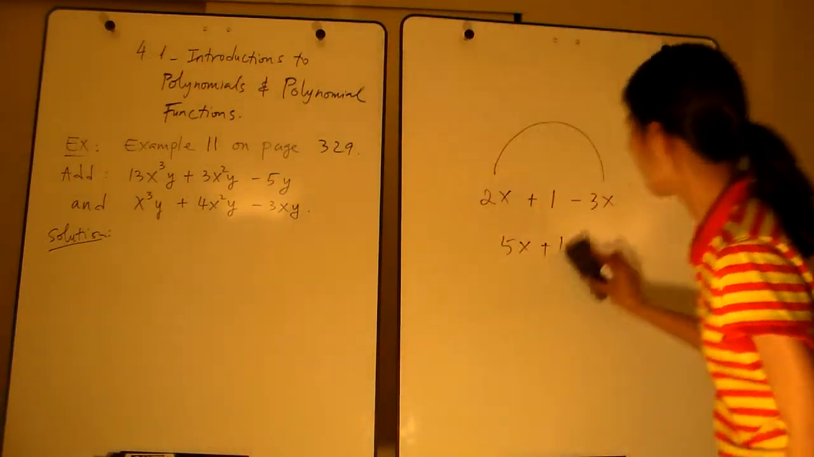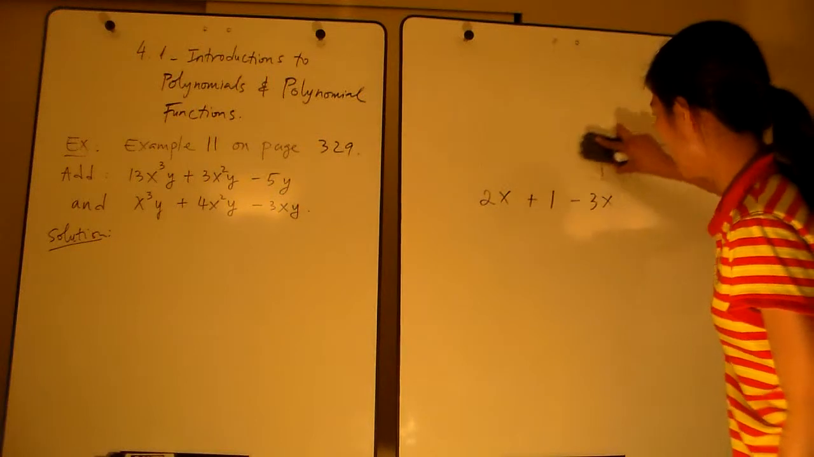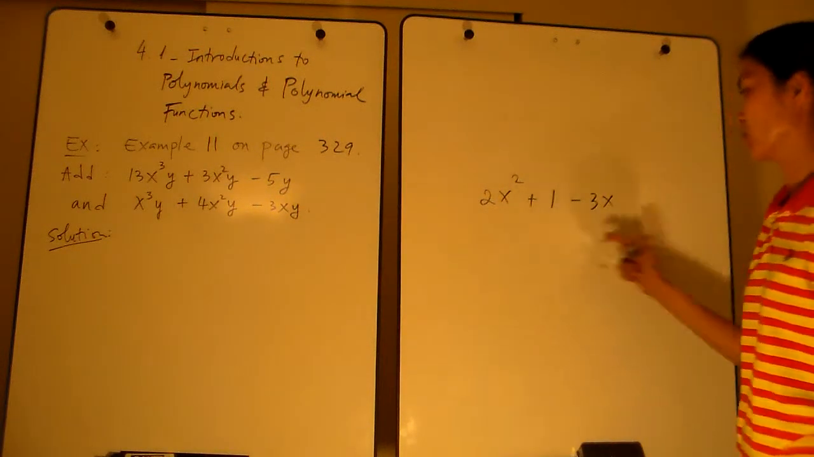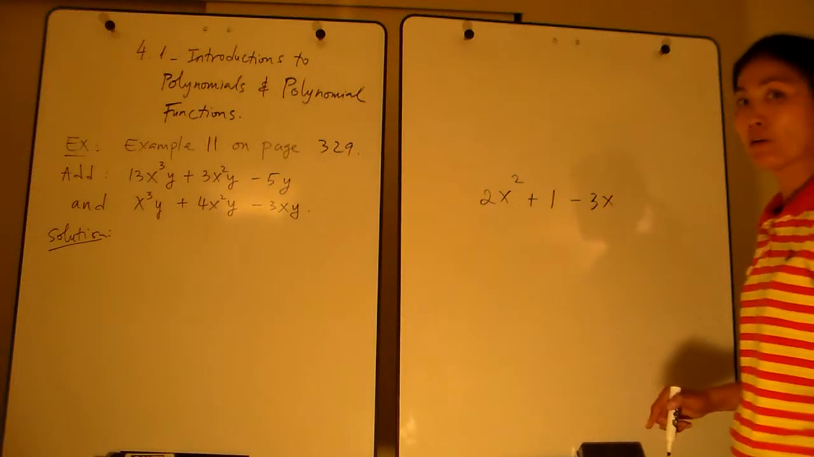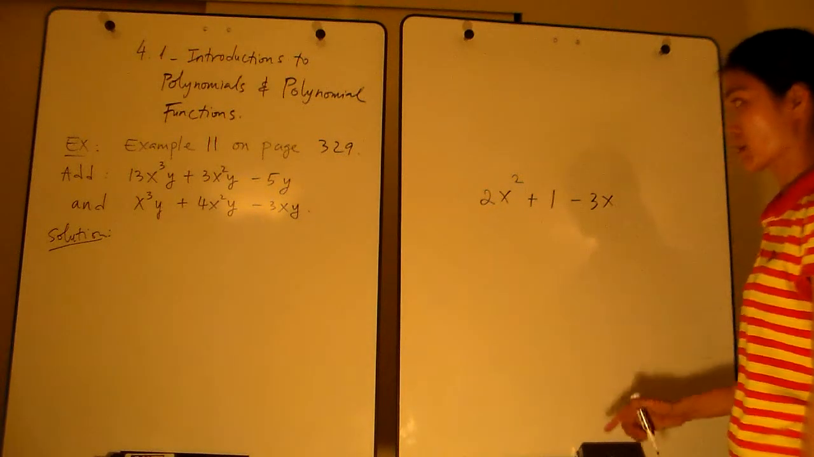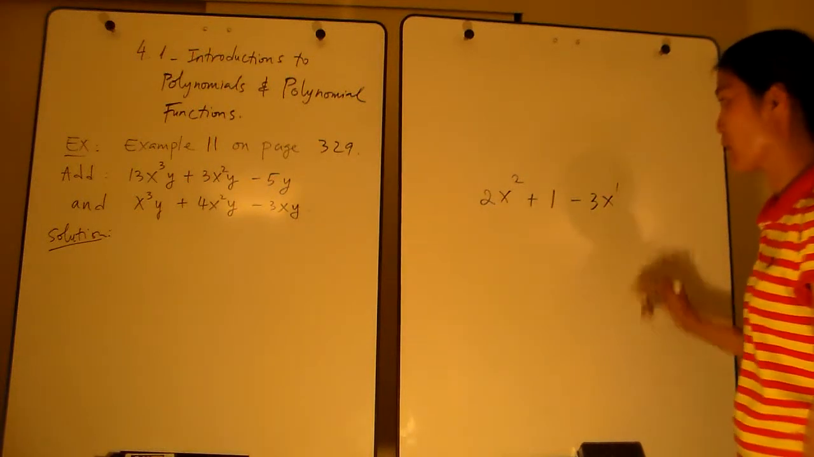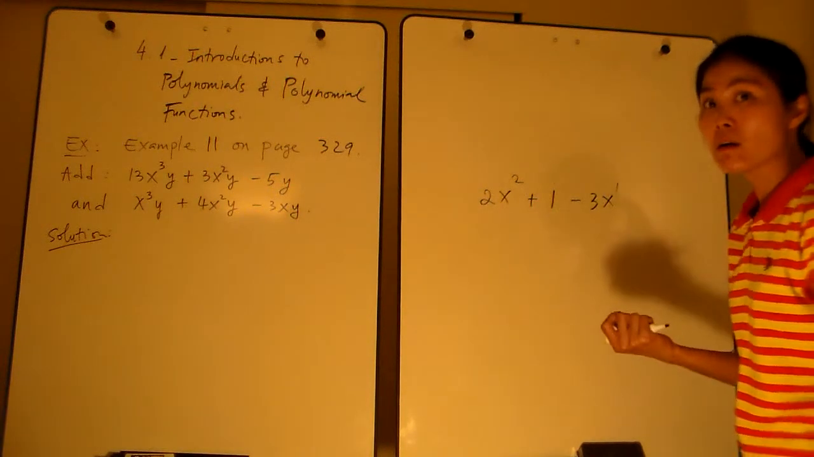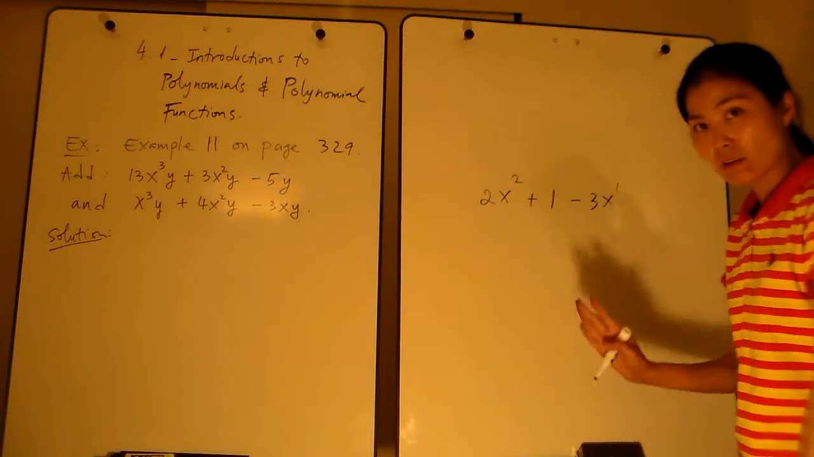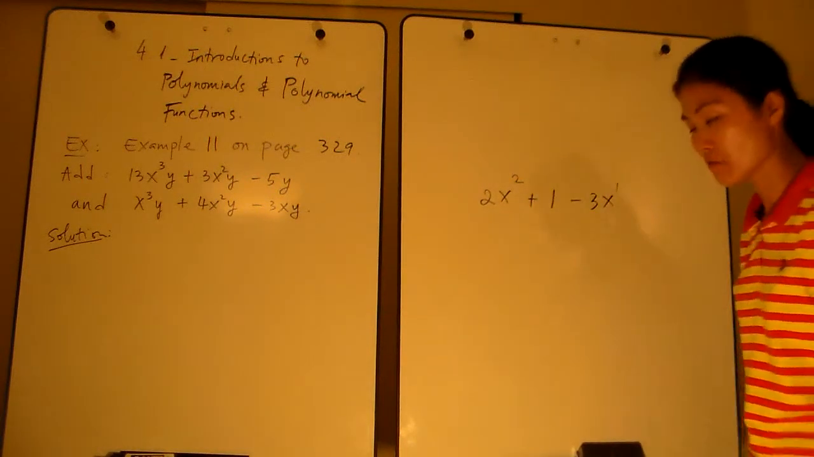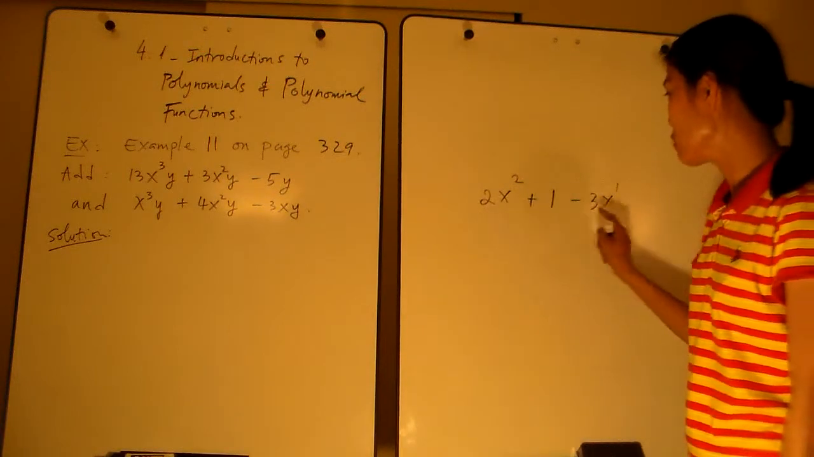Okay? Now, what if you have 2x squared plus subtract 3x? You cannot combine these two, okay? Because this is to the second power. Okay, this is to the first power. You cannot combine them. They are not like terms. Even though it has a variable, the exponent is different. You cannot combine these two coefficients.